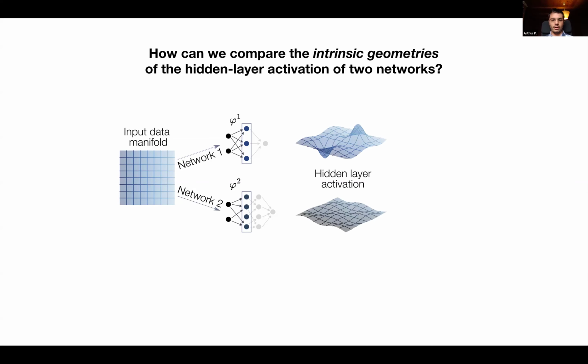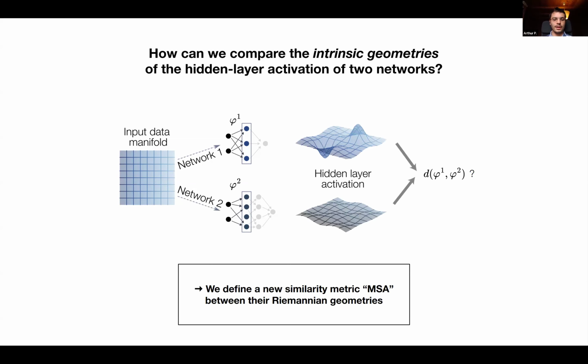So we have two manifolds of activations in these two networks, and we want to somehow define a distance or a similarity between them. The way we are going to tackle this problem today is by defining a new similarity metric, MSA, between the Riemannian or intrinsic geometries of the activations of these two networks. And that's the general goal of what I will present today.